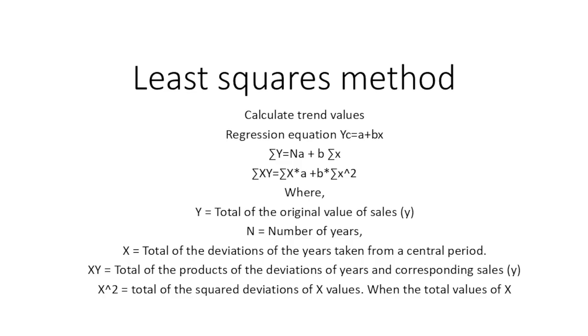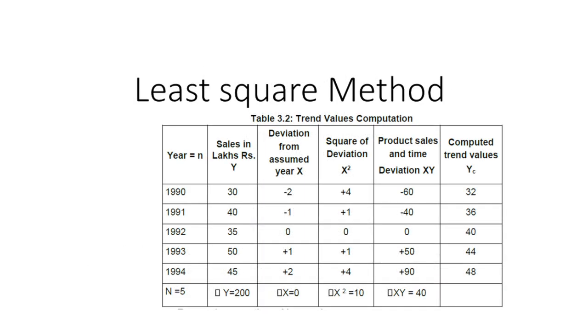Now we will see here, in the least square method, in order to find the values of a and b, we have to find the summation of y, summation of x, summation of x square, and summation of x into y. And n, from this table we can see, is the number of years from 1990 to 1994, and the sales in lakhs are also given.